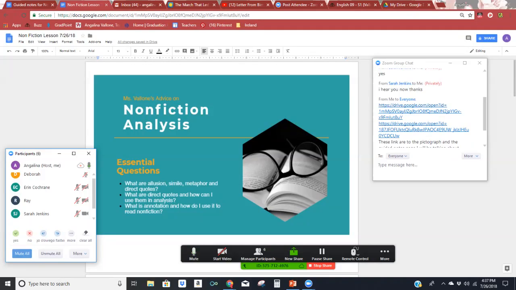So our essential questions are going to be, what are allusions, similes, metaphors, and direct quotes? We're also going to be defining nonfiction today as well and talking about its importance. So what are direct quotes and how can I use them in analysis? What is annotation? And how do I use it to read nonfiction? And not just read nonfiction, but we're also going to really use annotation to think more thoroughly about what we're reading and the ideas we're looking at. So do we have any questions before we get started?